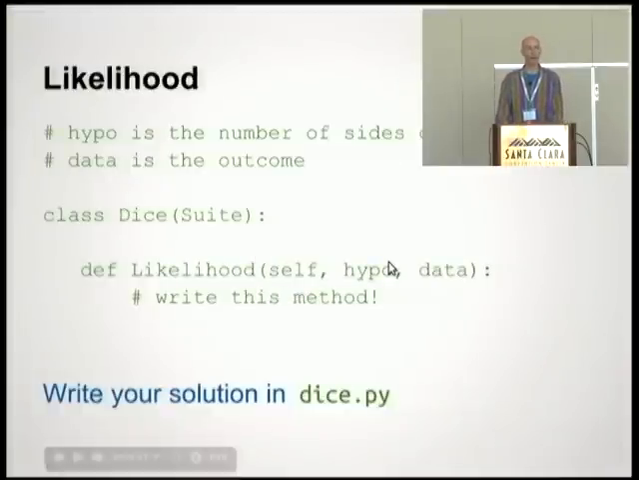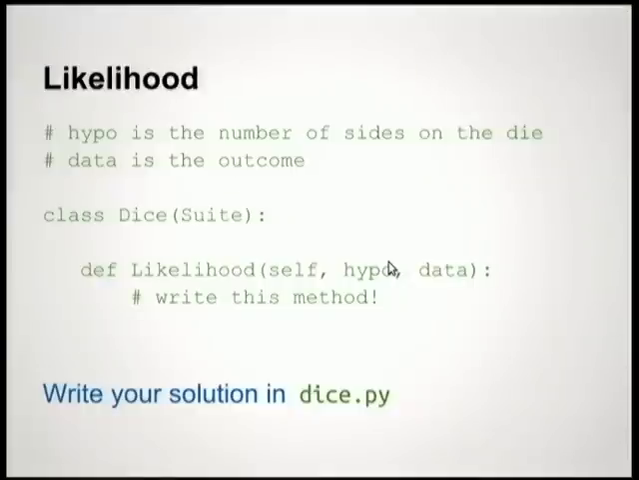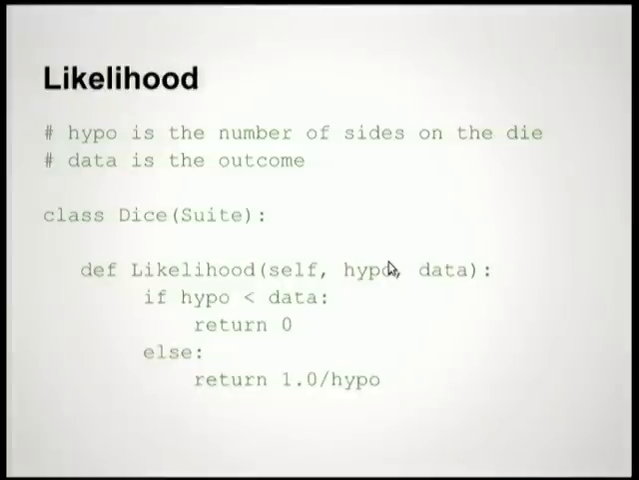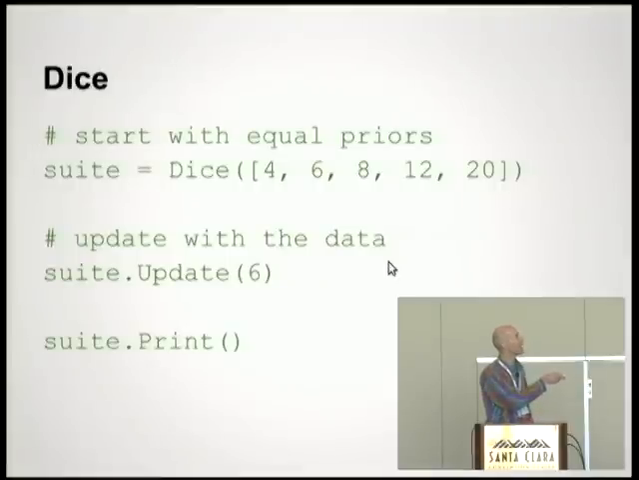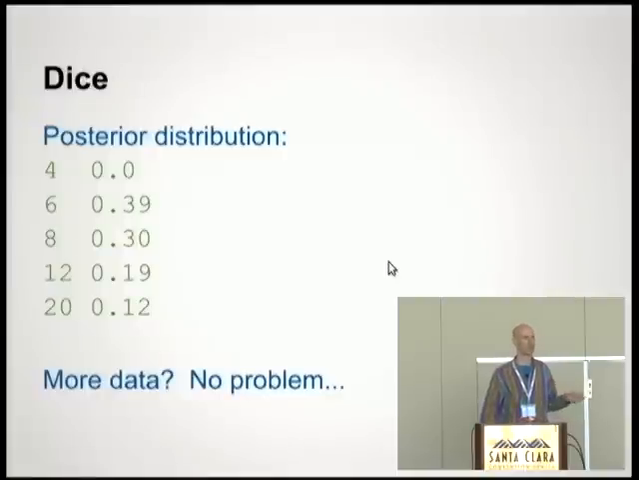Okay, so you modified dice.py, and hopefully you got results that didn't look too different from mine. So here's what my solution looked like. This is just the code that creates the suite and does an update. The update, again, is the outcome of the die, and then printing the results. And these are the results that we just saw. Now, one nice thing about this framework is that as more data become available, you can just do multiple updates. So we don't have to write any more code.